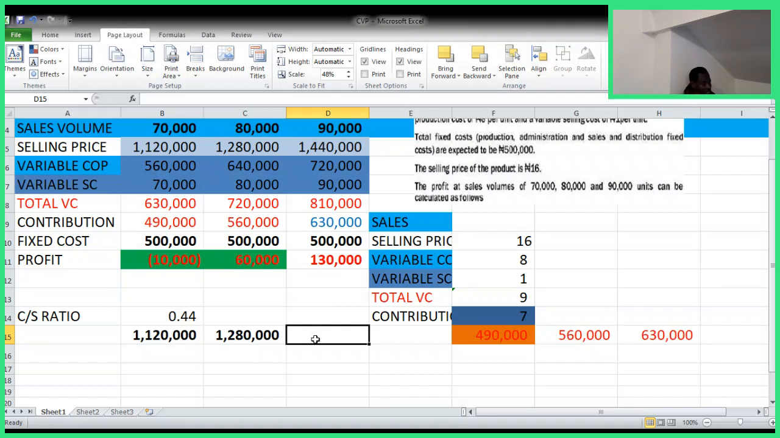Then you try. Class assignment: look for the revenue for 90,000 capacity.